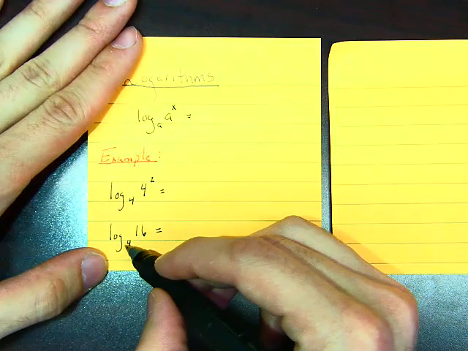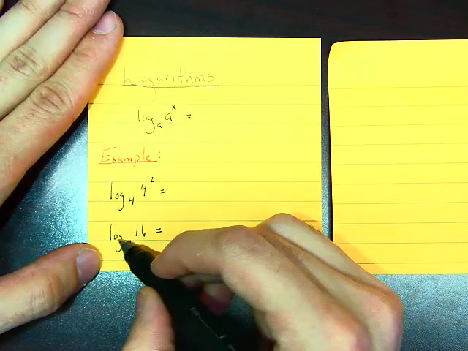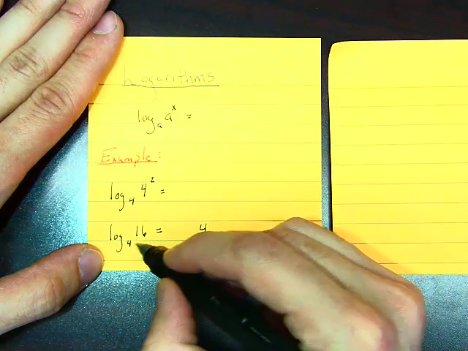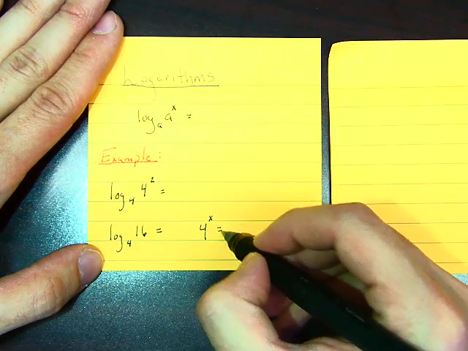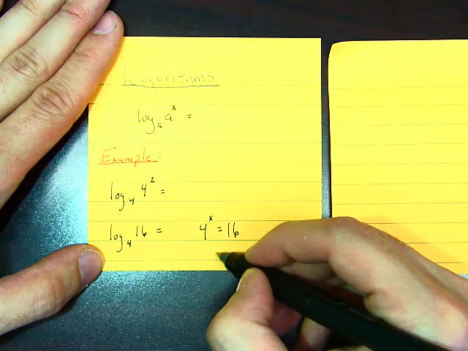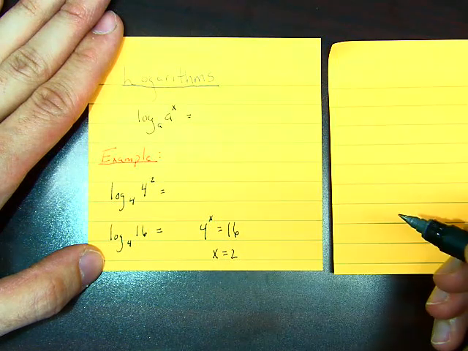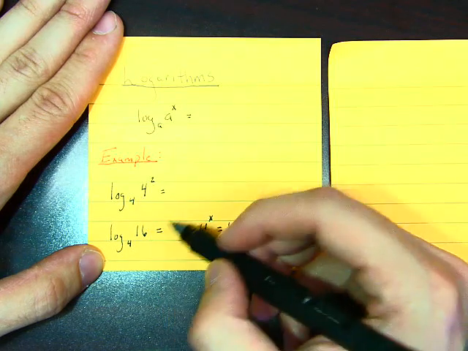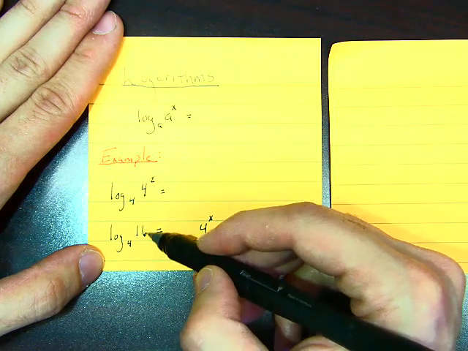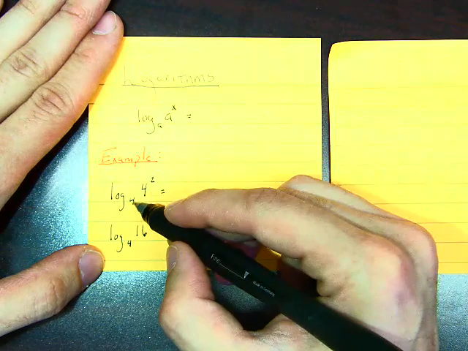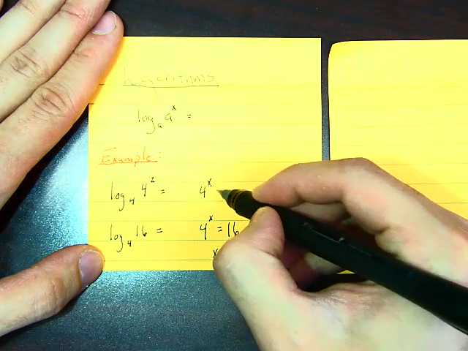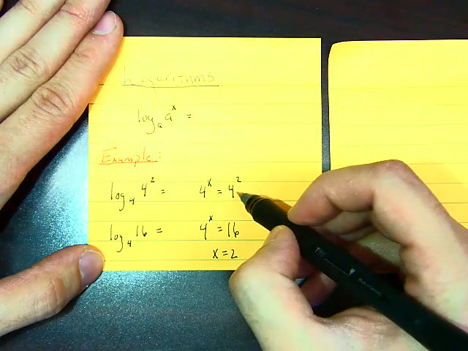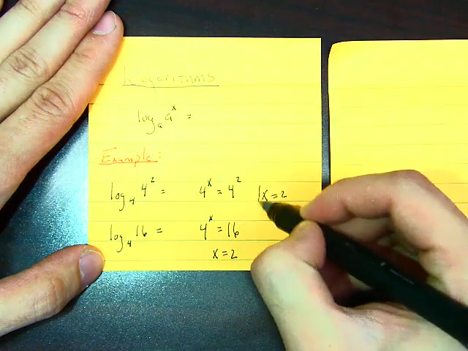Here, notice, let's do this one first. Here, log base 4 of 16, what is this saying? This is saying 4 to what power is 16? So here, x equals 2. But look what I could do here. How would I solve this one? Notice that 4 squared is 16. So this is saying 4 to what power is 4 squared? And x has to equal 2, right?